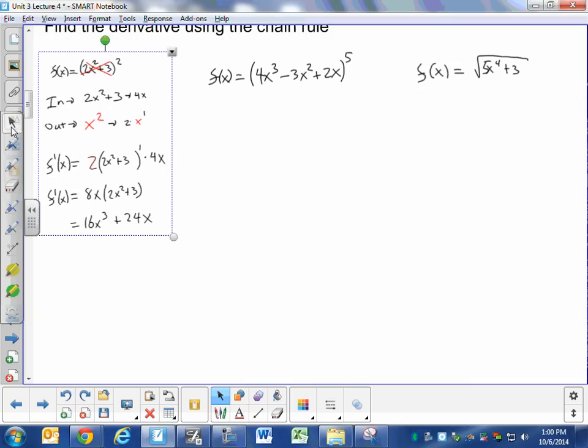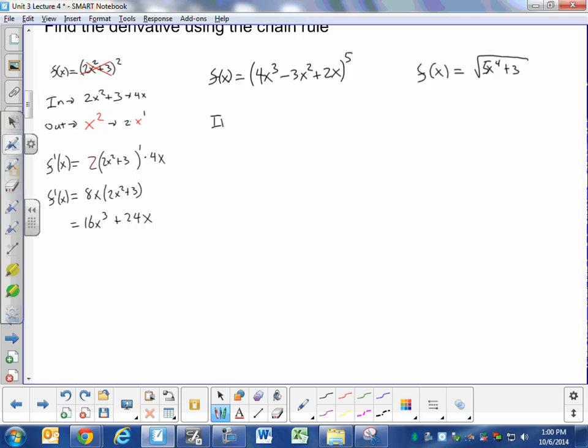Yeah, there we go. So, first identify the inside function and the outside function. What's the inside function? 4x plus 6. Perfect. What would I say the outside function would be, Mr. Gordon? X to the 5th. Exactly. This entire thing to the 5th power, or a big X to the 5th.